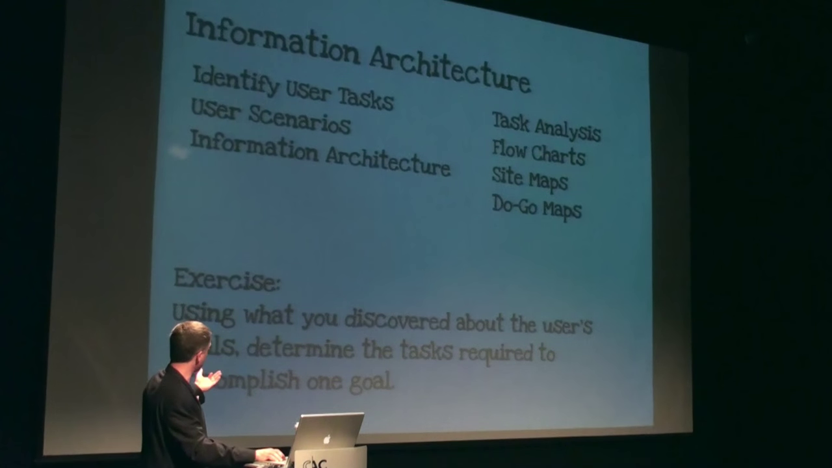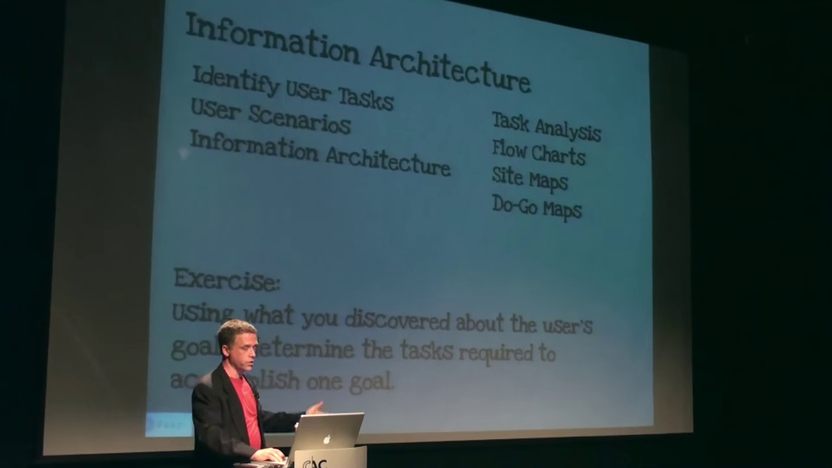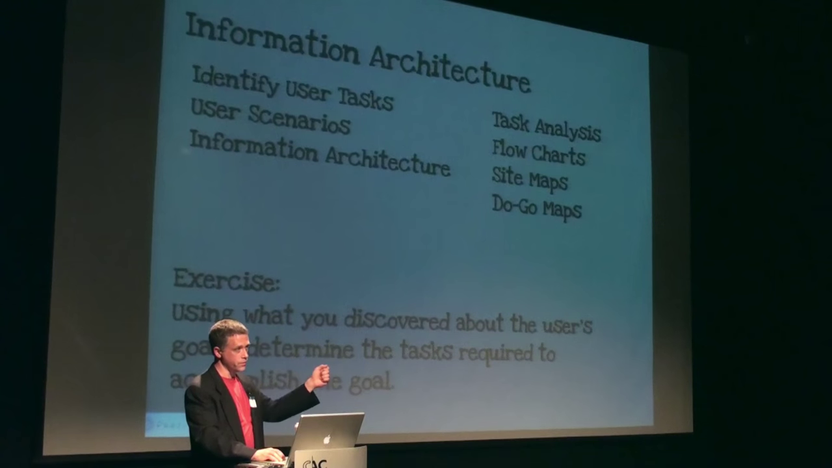So using what you discovered about the user's goals, determine the tasks that would be required to accomplish that goal. In the first step, we were asking, what is your goal? Now we're asking, what are the tasks it would take to accomplish that goal? Maybe in the user's mind, in this application we were talking about, all they want to do is drag and drop something from their desktop into your file storage system. Or they want to download something off the web directly into your file storage system. Those might be two tasks involved with serving the goal of this system that we're building.